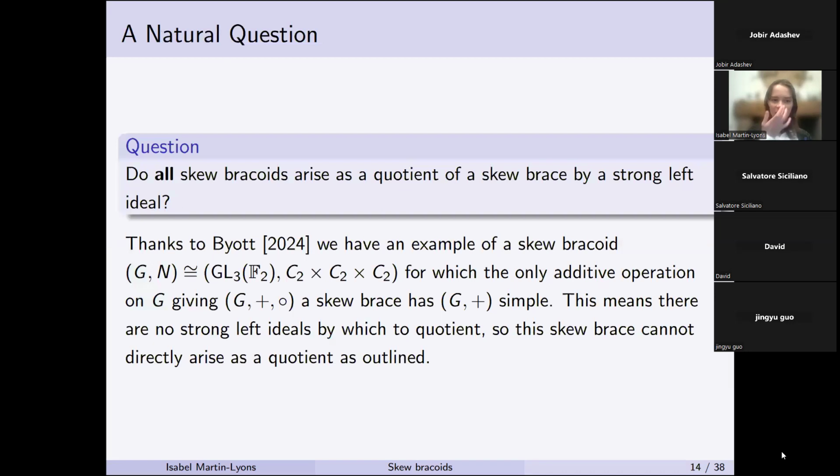Now, a natural question, having seen this, is do all skew bracoids arise as the quotient of a skew brace by a strong left ideal? The answer is no. So thanks to Bayet, we have an example of a skew bracoid like this, for which the only additional additive operation on G to give G with plus and circle a skew brace has G with plus simple. This means that there can be no strong left ideals to quotient by, so the skew bracoid cannot directly arise as a quotient as outlined.